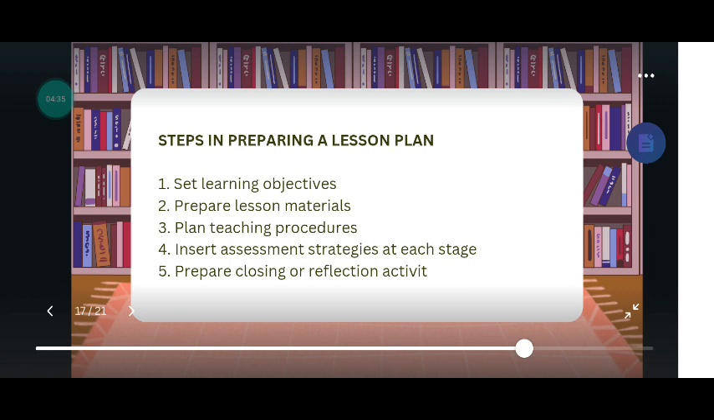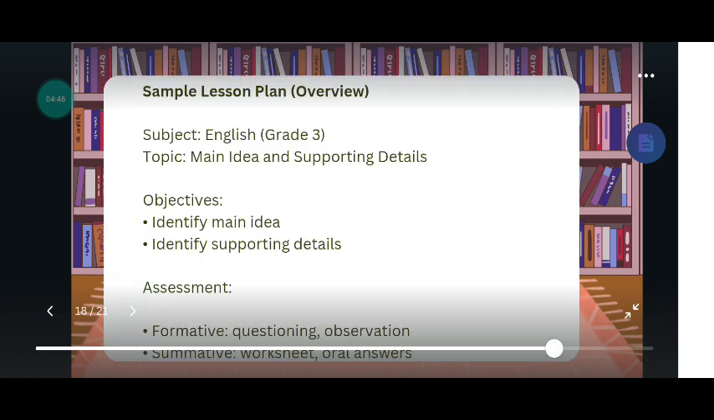In setting learning objectives, of course, you must first determine what the students will learn after your lesson. An example is here. The topic is the main idea and supporting details. There are two objectives. The students must identify the main idea and identify the supporting details after the lesson.